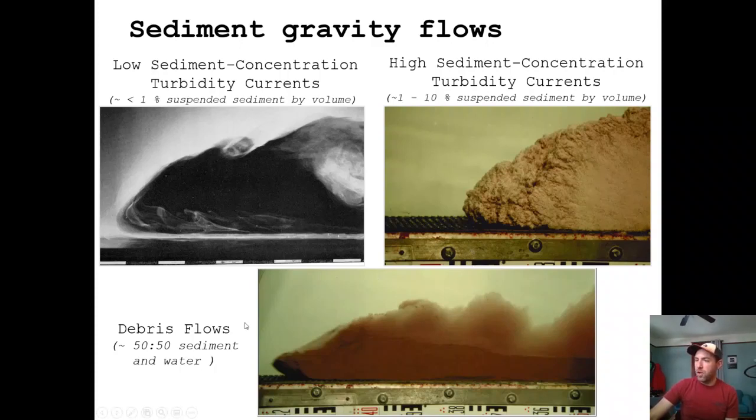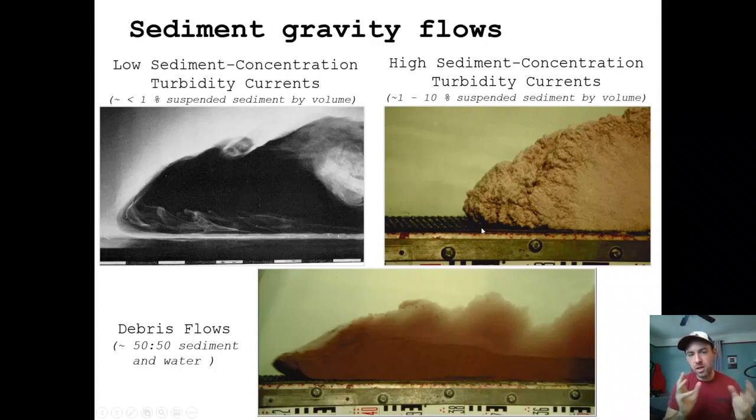And then debris flows are generally about a 50-50 mixture of sediment and water in the submarine environment, and so that allows them to behave a little bit differently. The body of the flow itself might behave almost like a block, if you will, a rigid body that's getting advected down slope, as opposed to a fluid that is turbulent, undergoing shear, and mixing, like you would see in a turbidity current.